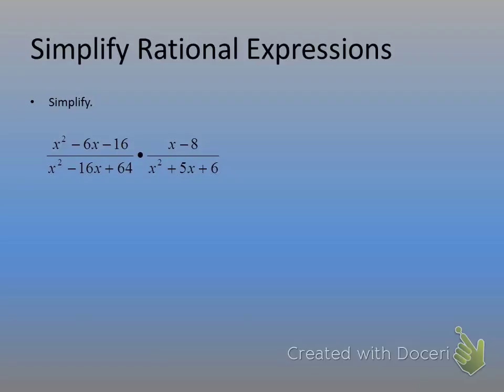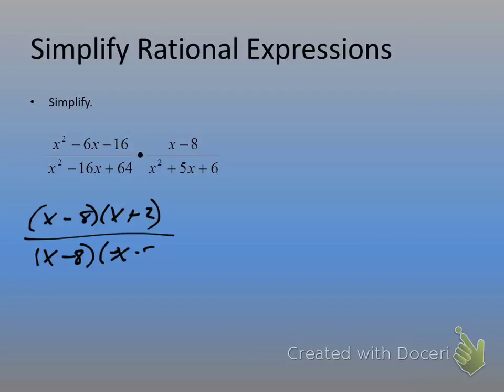Okay, so your first step is to factor everything. The top factors are x minus 8 and x plus 2. The bottom factors are x minus 8 and x minus 8. And since you're multiplying these fractions together, to be quite honest, you're just going to put the numerators together and the denominators together.